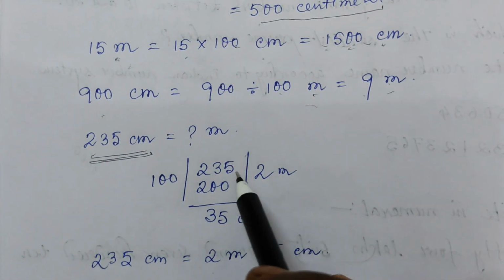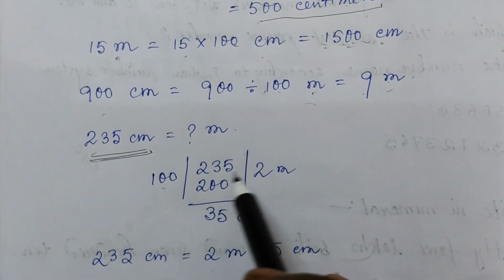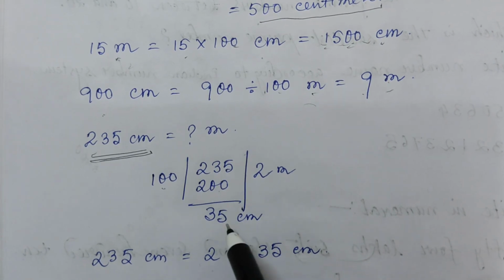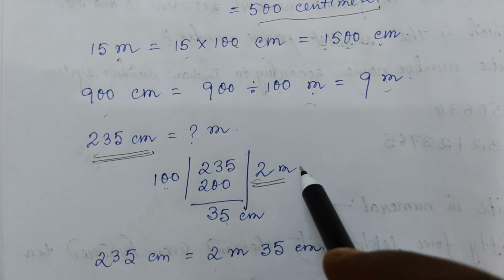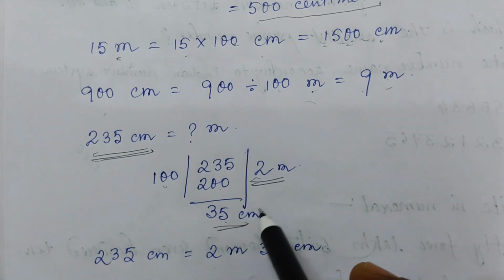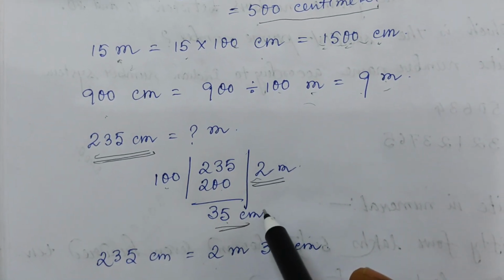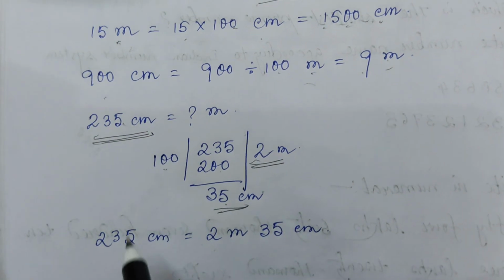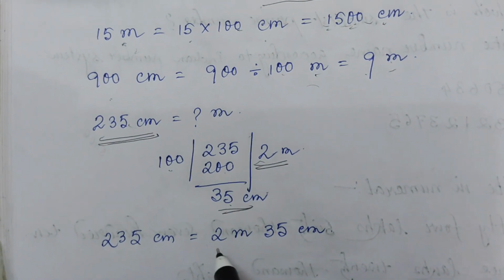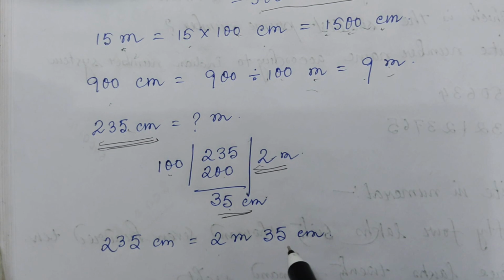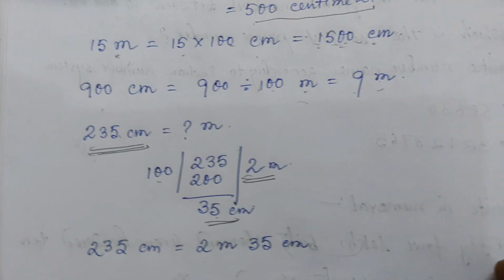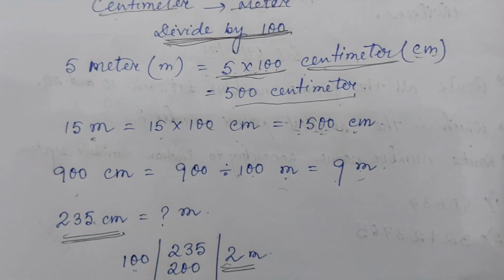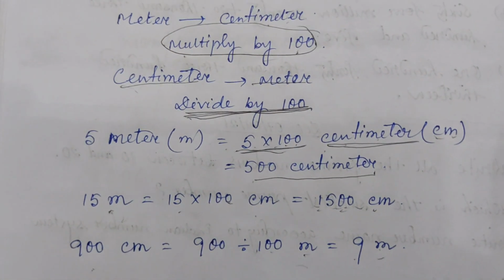Similarly, suppose 235 centimeter. So 235 divided by 100. 100 goes into 235 with a remainder. So what is the quotient? That is the meter. And what is the remainder? That is the centimeter. So 235 centimeter equals 2 meter 35 centimeter. So in this way, you can convert the units.